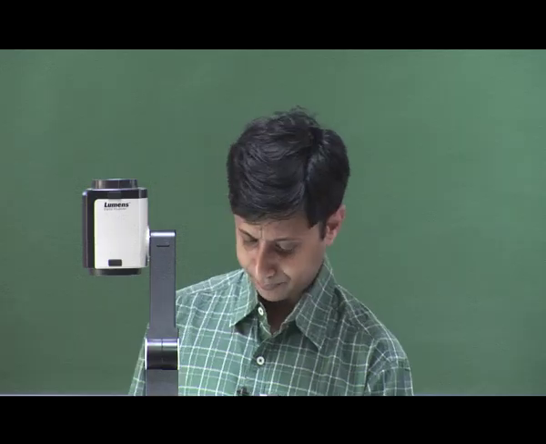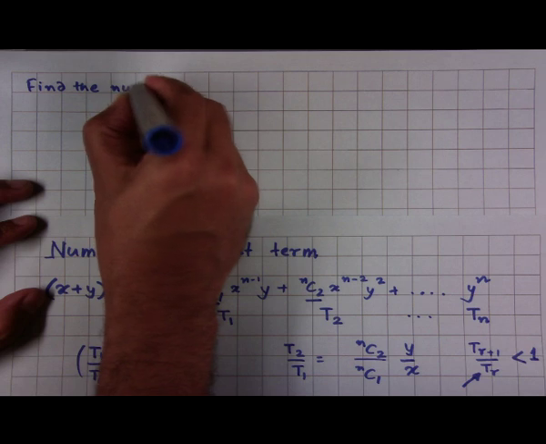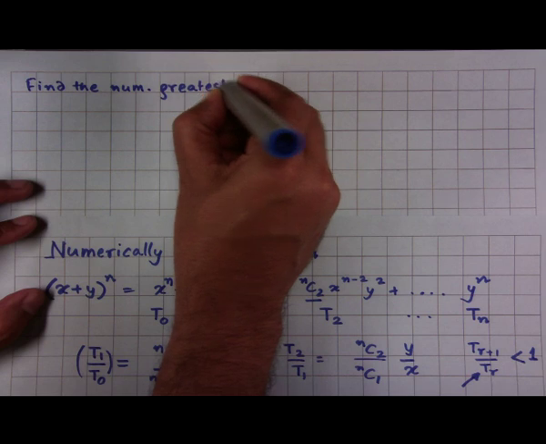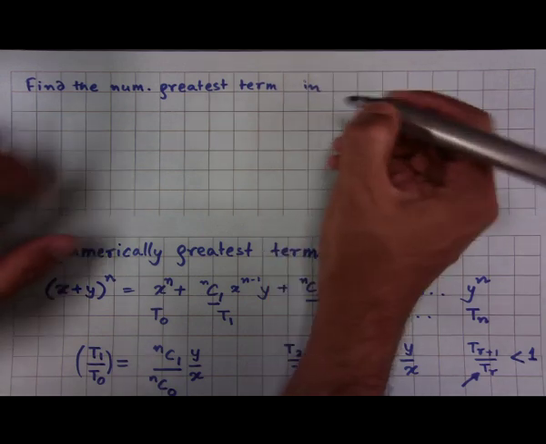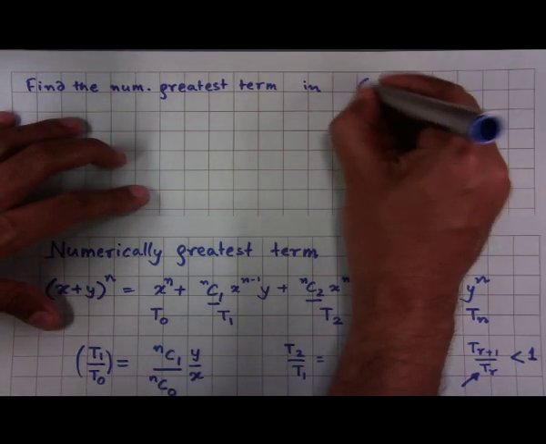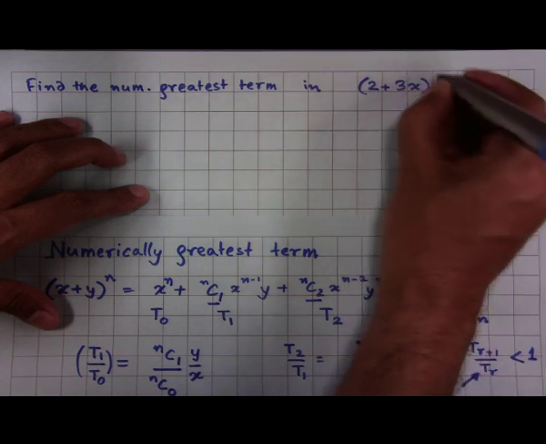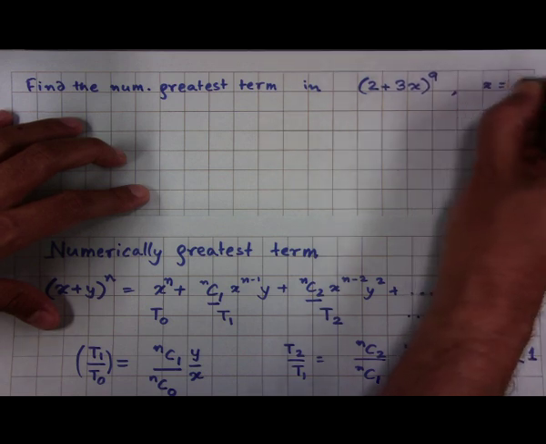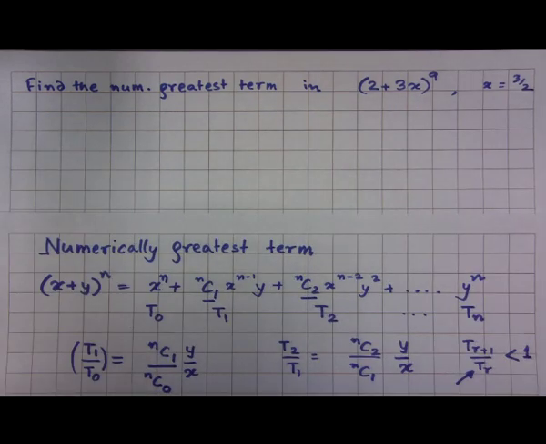So, let us see, find the numerically greatest term in (2 plus 3 x) whole power 9, where x is 3 by 2.